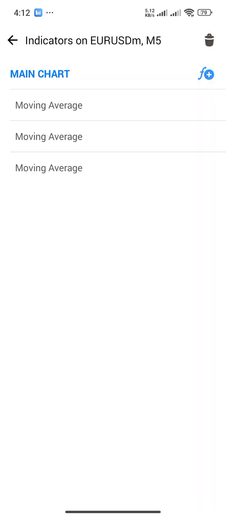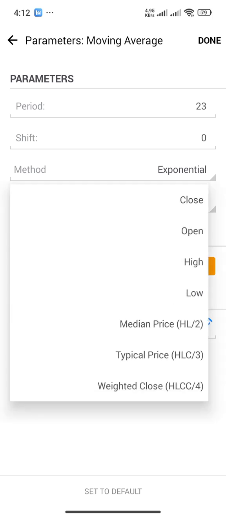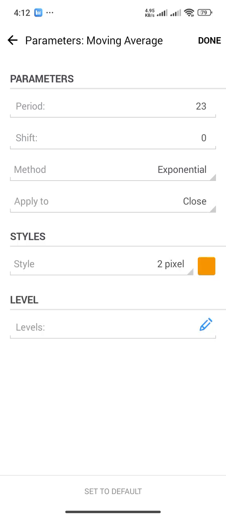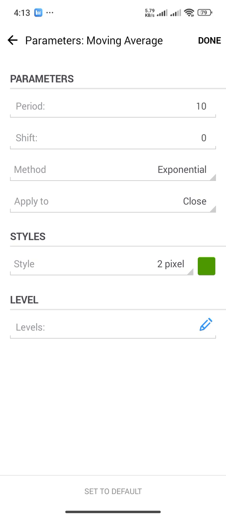So here are our settings, and I'm going to open my settings number one. We can see our 23 moving average. Shift none, apply to close, and exponential method. That is our first moving average done, and our second is moving average 10. This actually gives this moving average an edge in the market. If you have watched my previous video where I explained what period shift is, you can understand that this moving average is very standard for both scalpers and day traders.